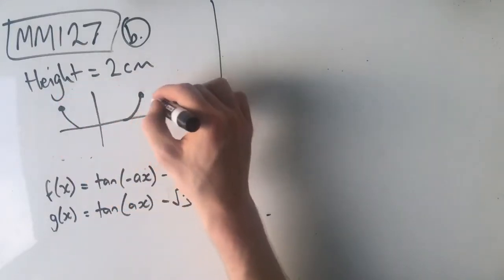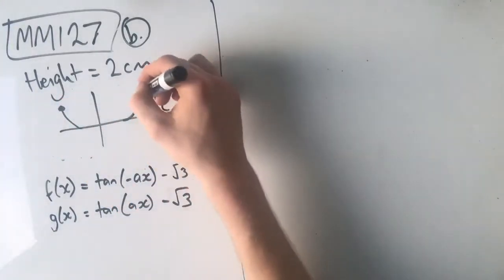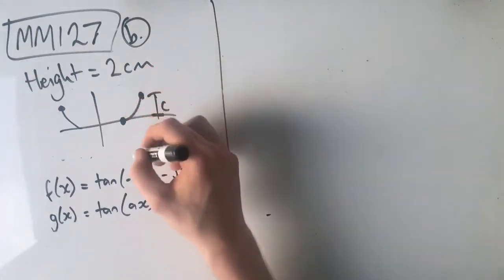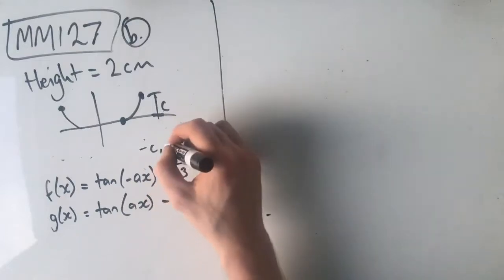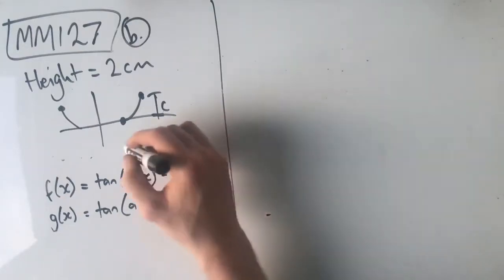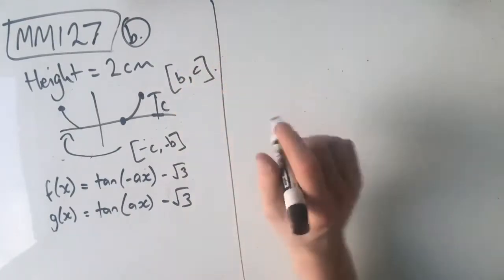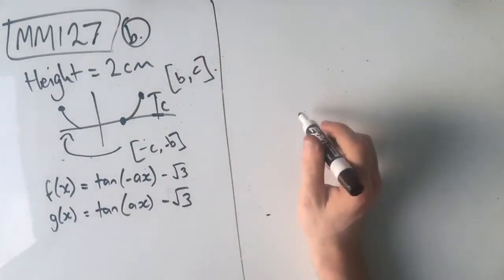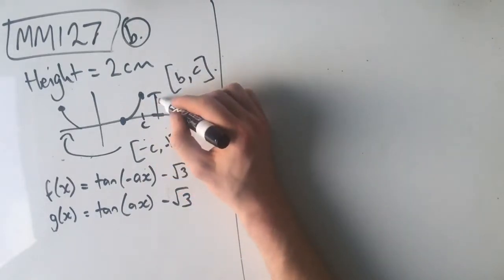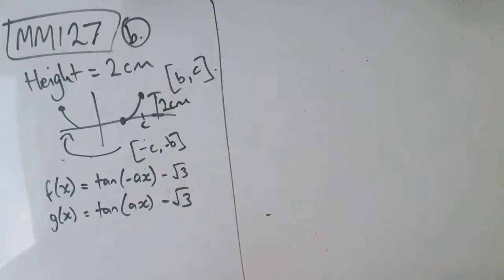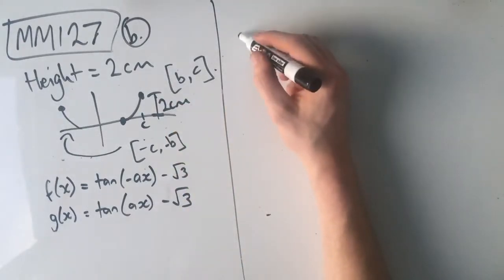So this is our c value, our height, right? Because our functions go from negative c to negative b, which is this one here, and b to c. Awesome. So our c value is this, and this is our 2 centimeters, and we're looking for our value of c. So we know that the height is 2 centimeters, so let's use our g of x.